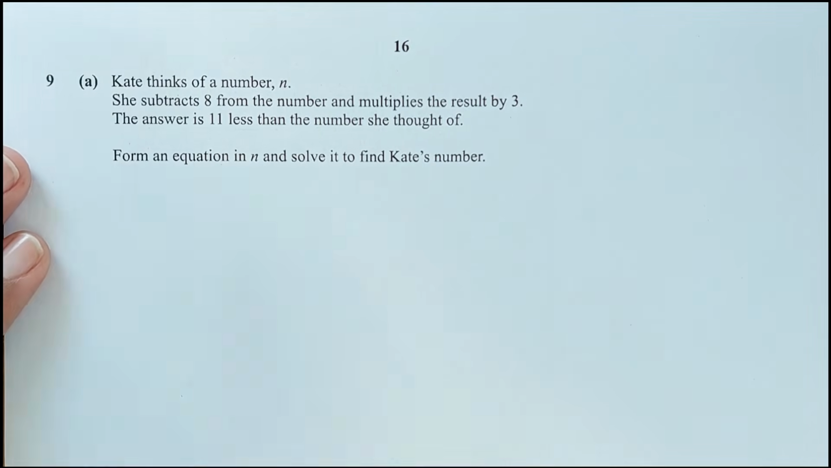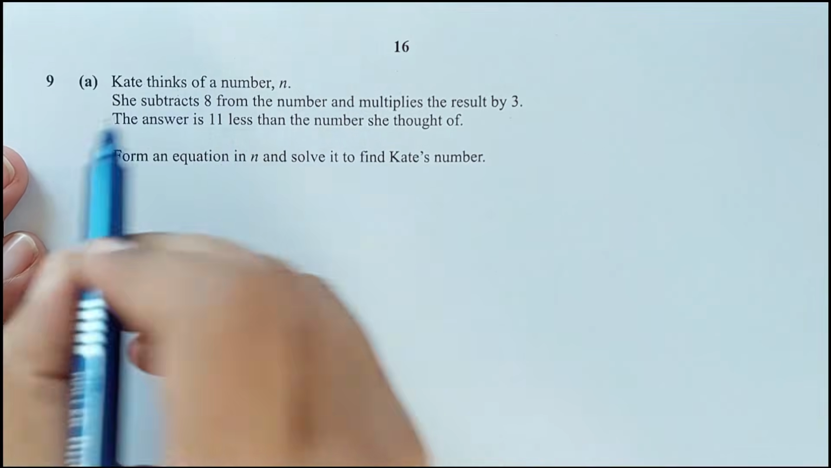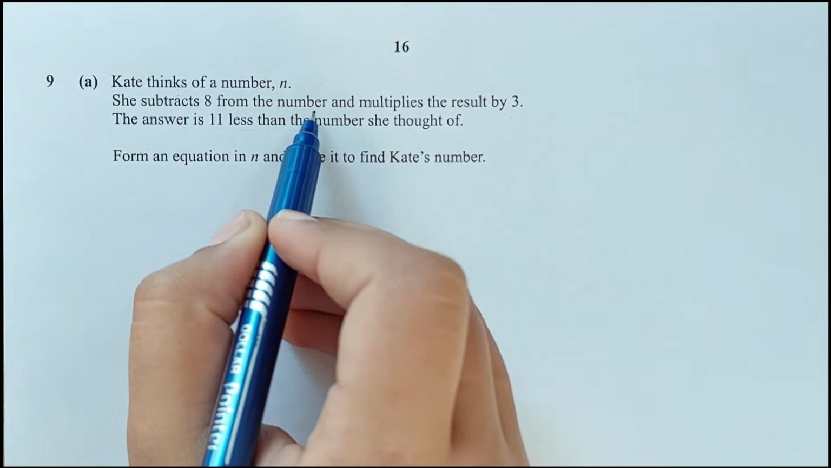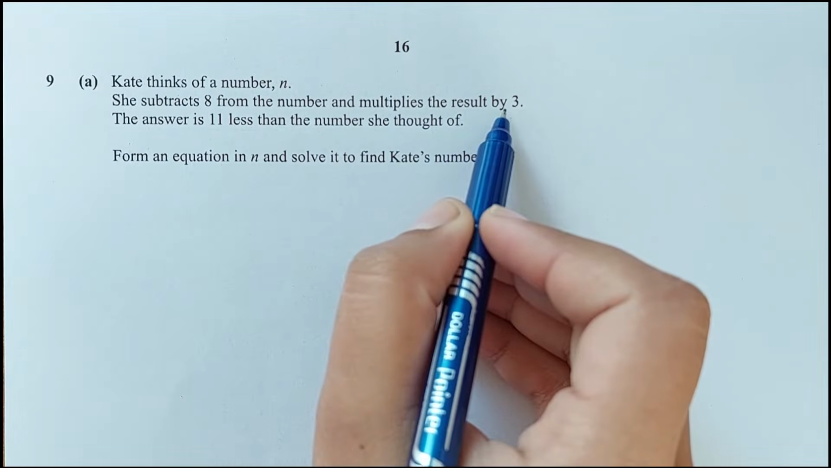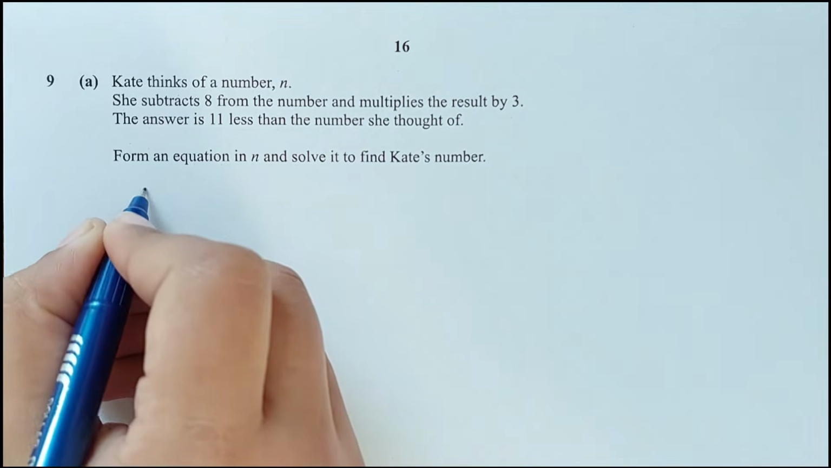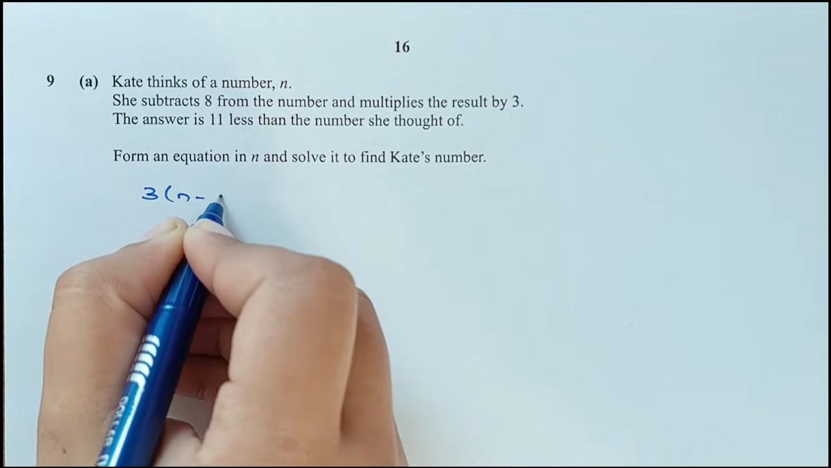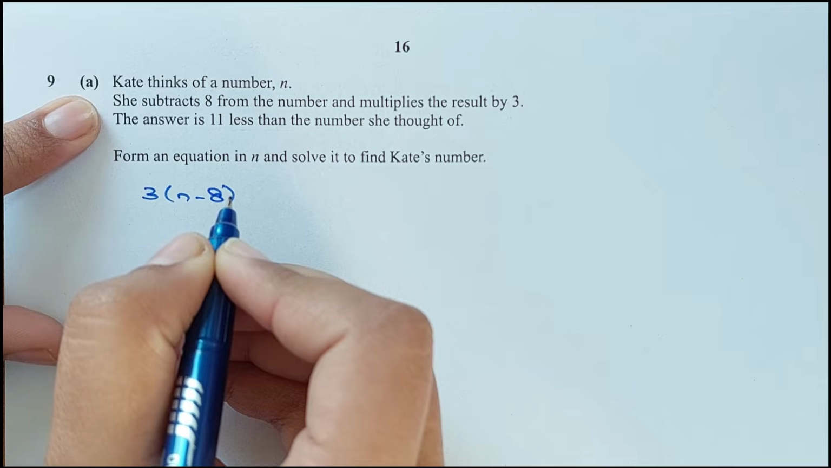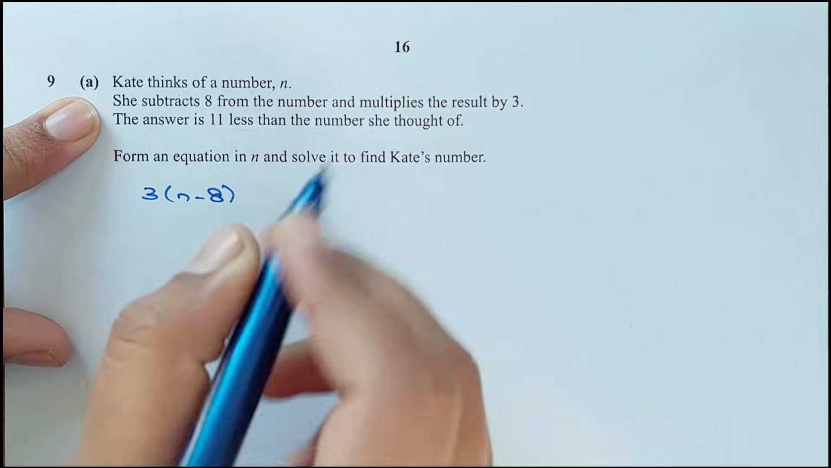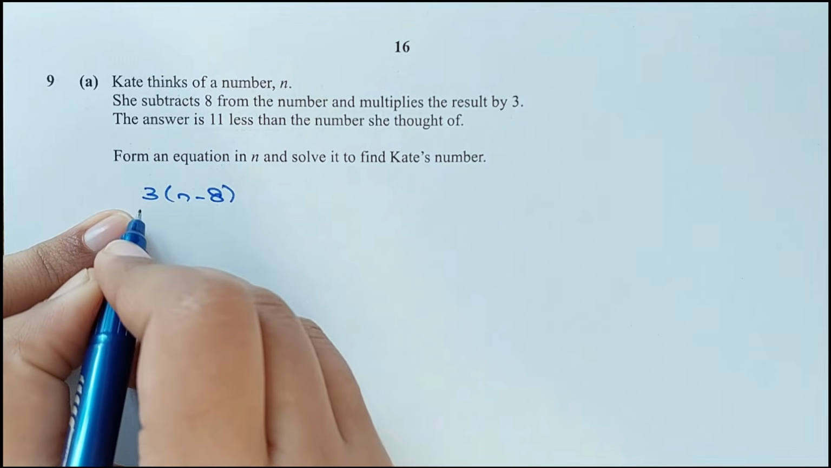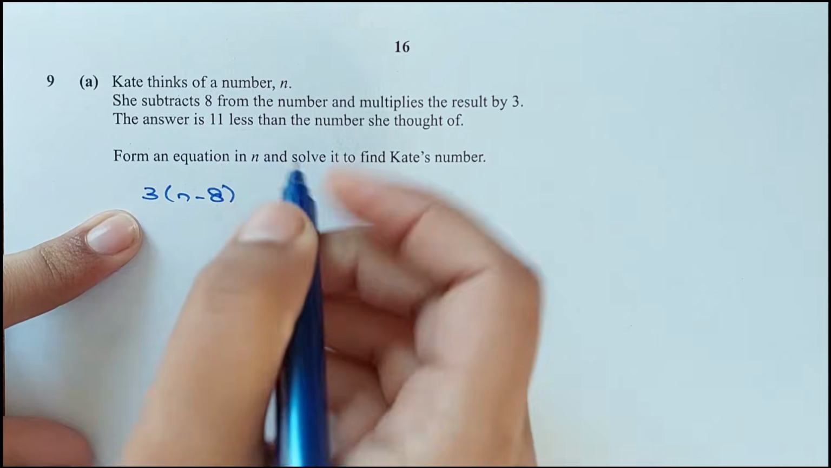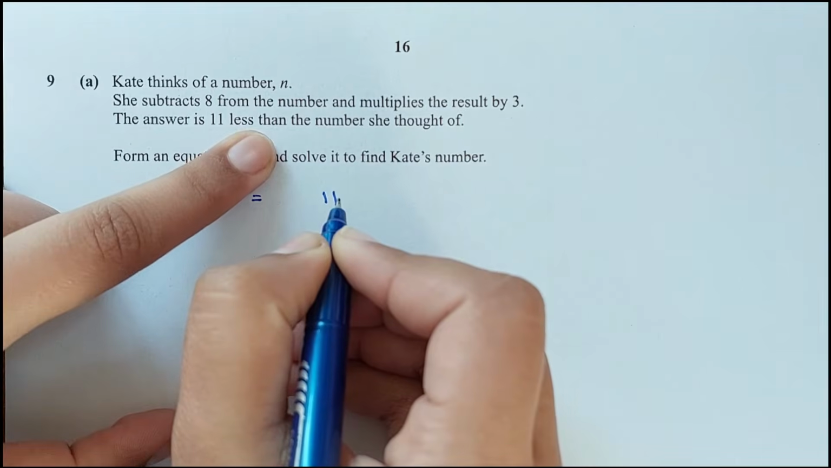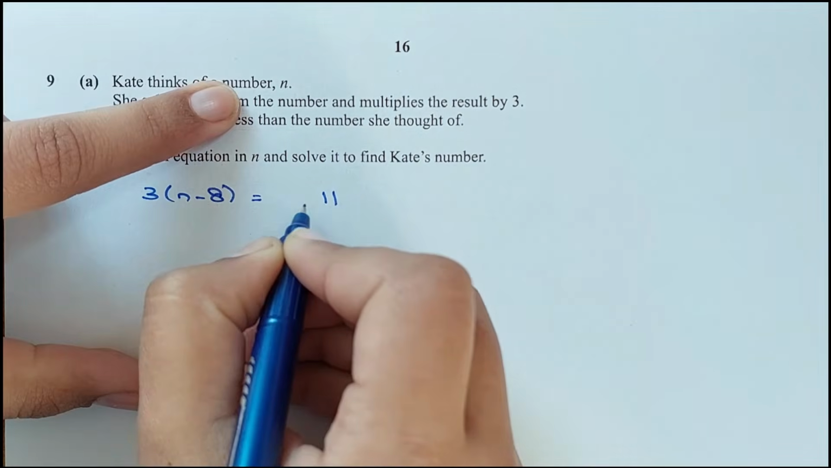Question number 9, part A. Kate thinks of a number n. She subtracts 8 from the number, so n minus 8, and multiplies the result by 3. So 3 times n minus 8, right? From the number she subtracts 8 and multiplies this result by 3. The answer is 11 less than the number she thought of.